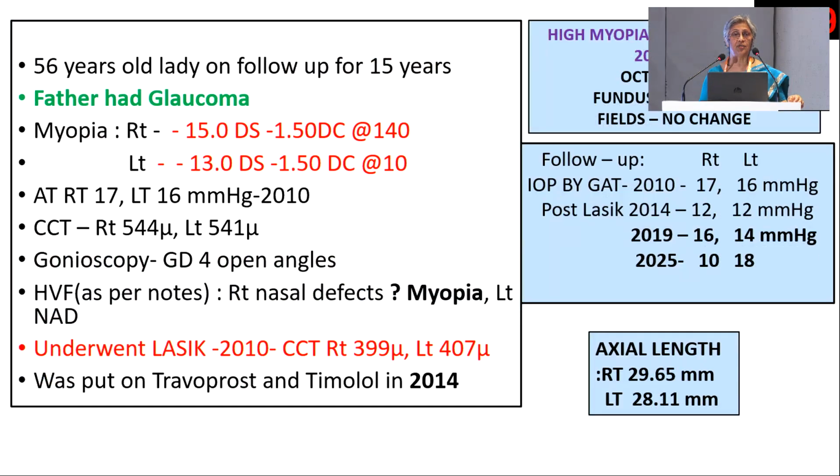A 56-year-old lady, we get lots of them, who are very high myopes. Now, in 2010, she was found to have approximately 16.5 in the right eye and 14.5 in the left eye, and her pressures were normal, CCT was normal, gonioscopy had open angles, and she underwent LASIK. And then, of course, her corneal thickness decreased. She was put on latanoprost in 2014. So this patient is a case of high myopia, followed up from 2010 to 2025.